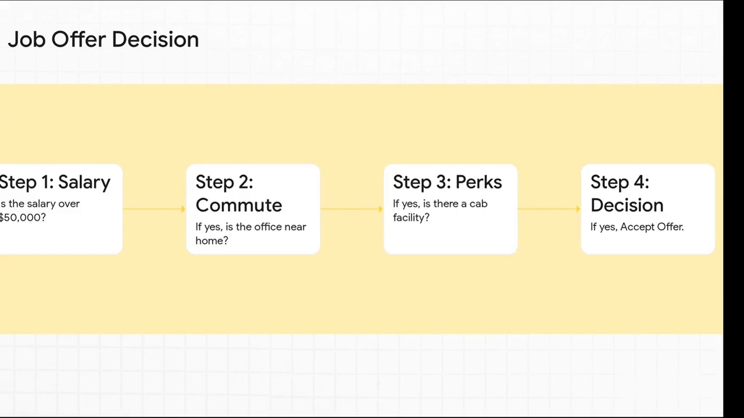Let's say yes. Okay, great. Next question, is the commute short? Yes again. And what about perks, like a cab facility? With each yes, we're traveling down a specific branch, getting closer and closer to that final decision. A no at any one of these steps, that would send us down a totally different path, probably ending in decline offer. And that right there is the fundamental logic in action.